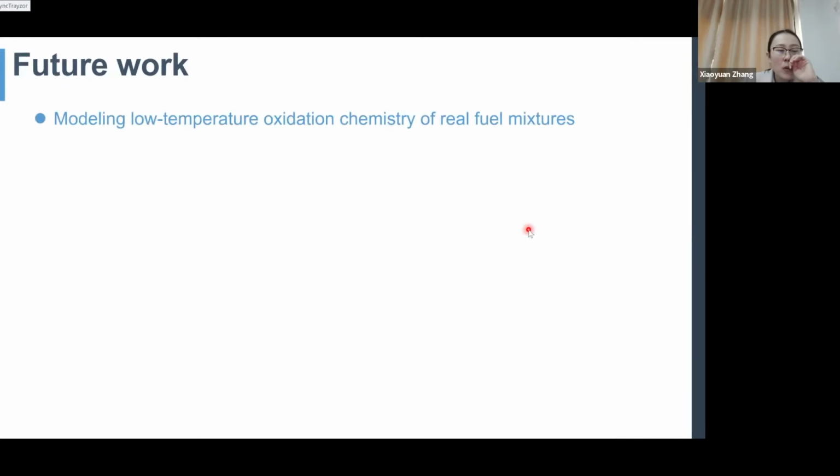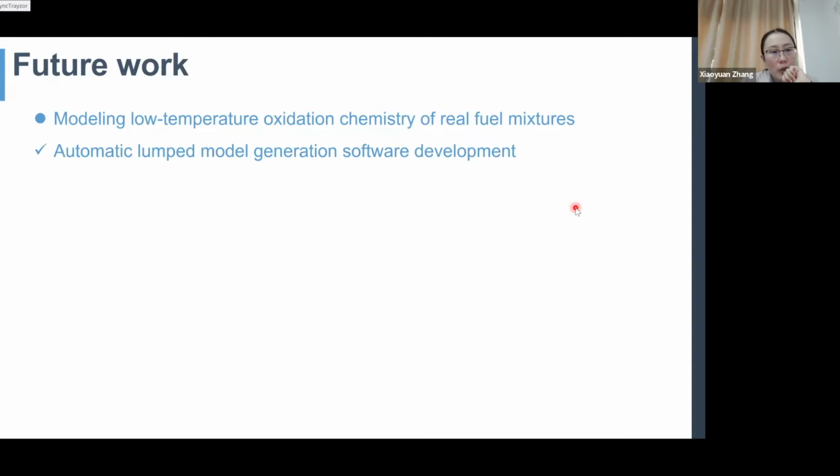Okay, for future work, for the first part, FGMAC development, what we are doing is to extend its application to model low temperature oxidation chemistry of real fuels. We have already developed an automatic lumped model generation software based on Mamox++, and we are now using it to construct the database for investigating the low temperature oxidation chemistry.